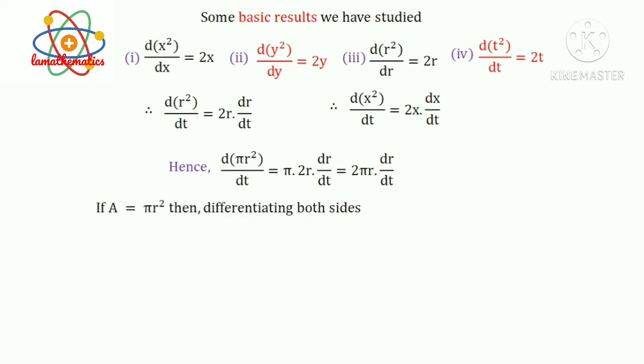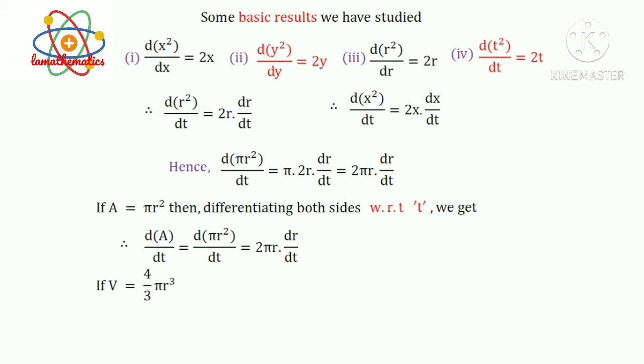If capital A equal to pi r square, then differentiating both sides with respect to t, we get d by dt of capital A equal to d by dt of pi r square equal to 2 pi r into dr by dt.